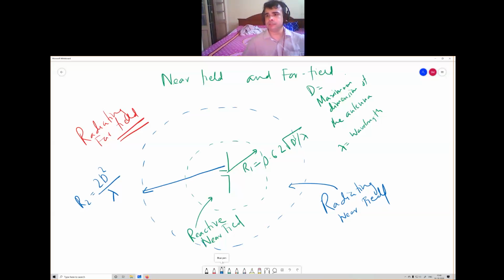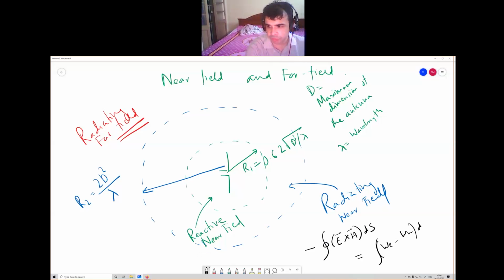You remember the Poynting vector? We discussed the Poynting vector. So we had something like, what was in the LHS of the Poynting vector? Then there was the term with WE minus WM dV. So in the near field, these terms dominate. As we go further from the antenna, the reactive terms diminish and the radiating terms do not.